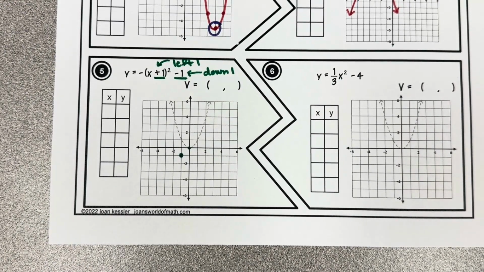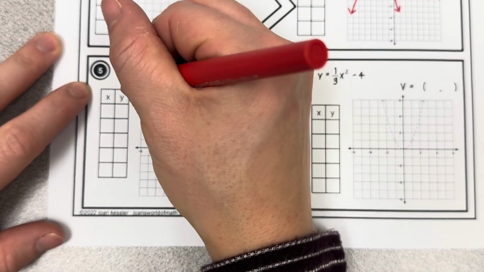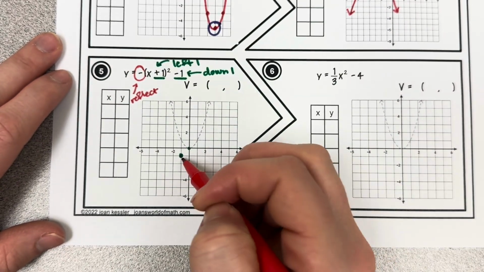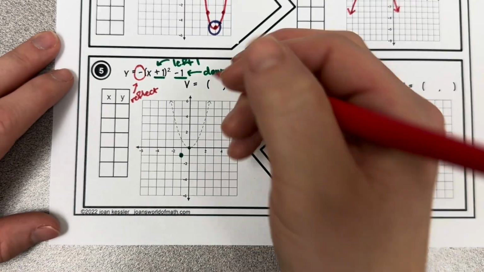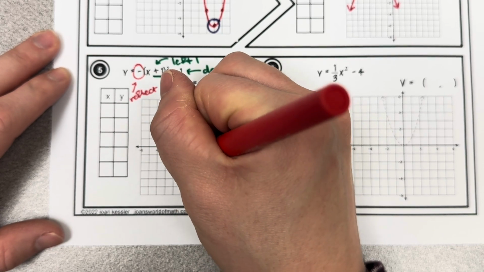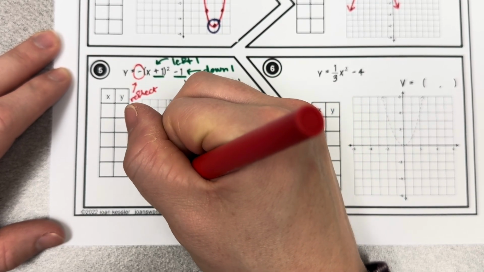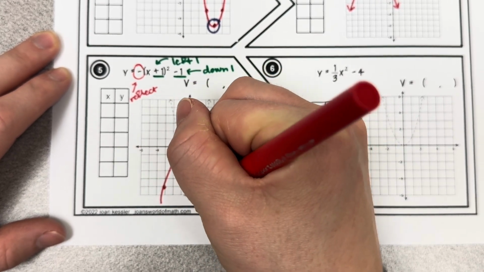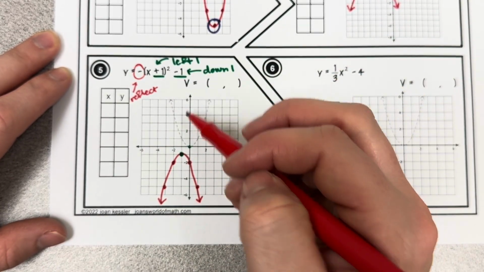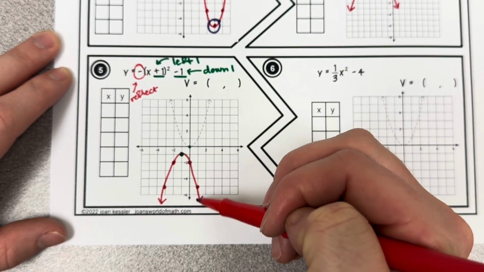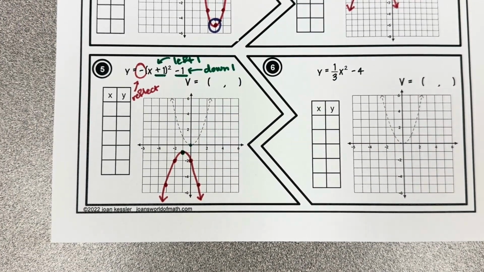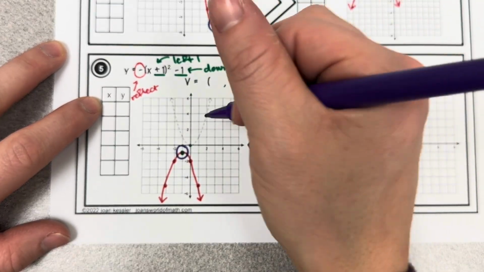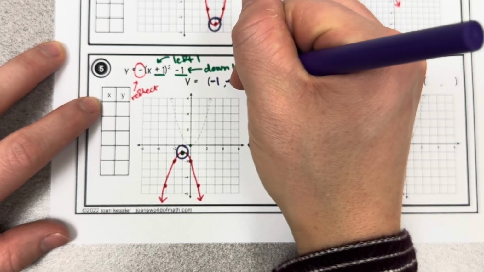Okay, now this guy right here, this negative in front, that means it's been reflected. Okay, so instead of going up 1 and over 1 like we usually do, now we're going to go down 1 and over 1 on both sides, down 1, 2, 3, over 1. And there is my new parabola that has been moved to the left 1, down 1, and reflected, meaning it's now pointing down. My vertex is going to be -1, -1.